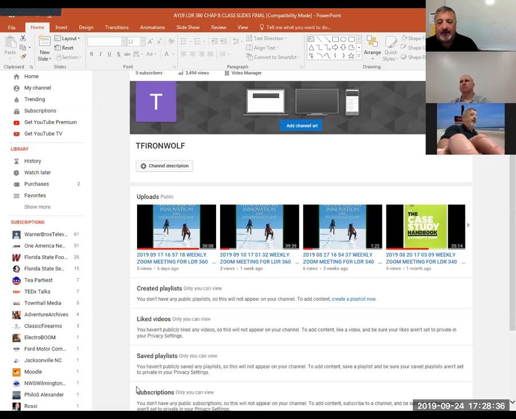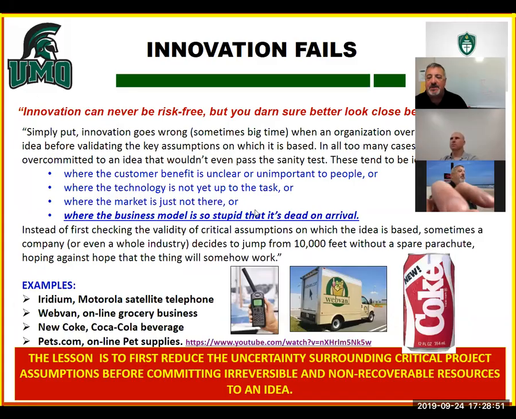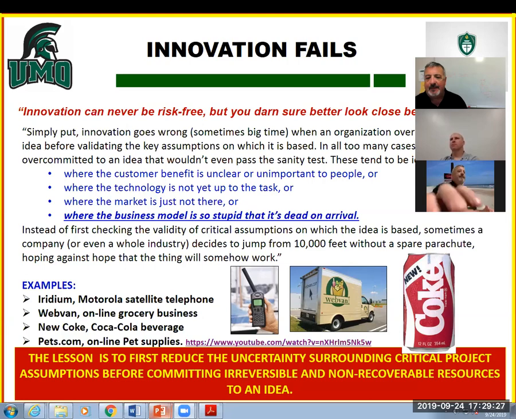Iridium, Motorola, boy, they had it. Webvan, an online grocery business, burned through $1 billion and still couldn't figure out their business plan. It's funny that a lot of other people have figured it out, none the least of which is Uber Eats. You set up a system where I can order from a grocery store and offer it up to an Uber driver to deliver it to my house, or Grubhub or whatever.